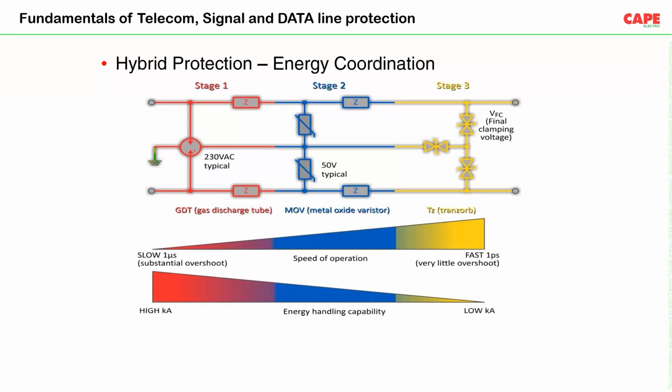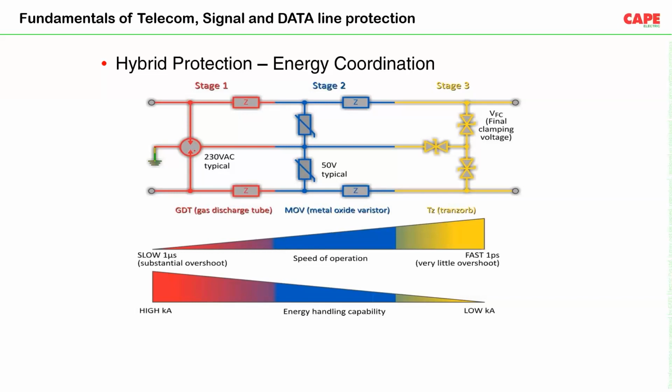So for that purpose, a small impedance, which can be inductance or resistance, is given between stage 2 and stage 3. The purpose of this impedance is to create a voltage drop so that the stage 2 devices also trip. Similarly, between stage 2 and stage 1 there is also an impedance, which ensures the operation of the GDT also.